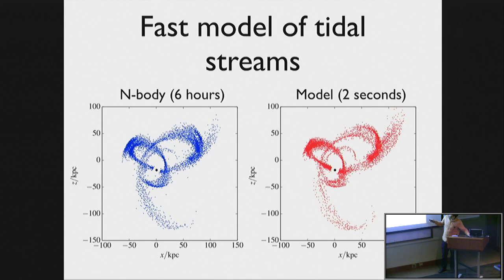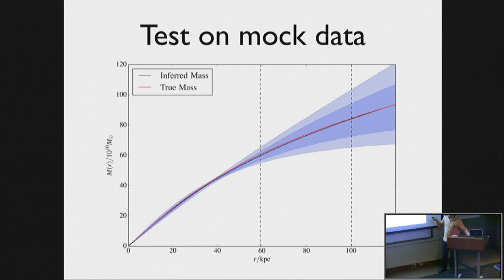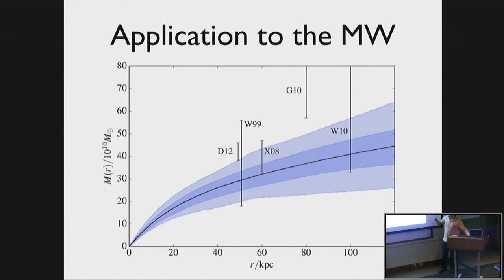I'm showing here N-body took 6 hours. Our model took 2 seconds. They're looking distinguishable. With this in hand, we can actually measure the mass. This is real data. That's the end, the result, the final slide.